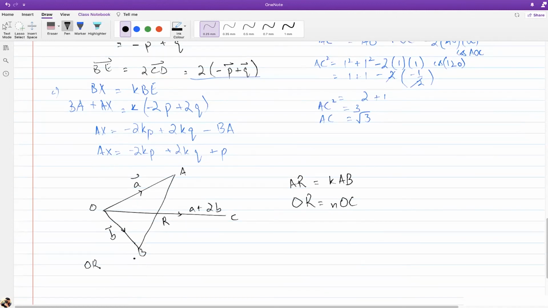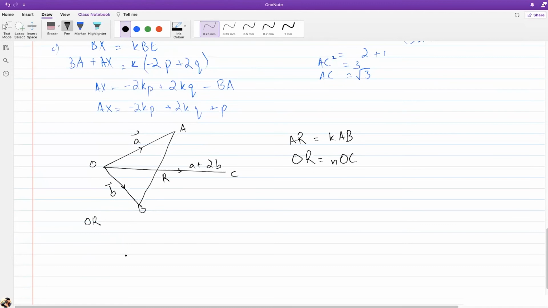Okay, so what is OR? We can say that OR is O to A plus A to R, right? Yes. And what's A to R? It is this thing. So I can simply say it is OA plus K times AB. And what is AB? I'll now introduce the position vector idea: if you have AB and a reference point, for example O in this case, you can simply say that AB is OB, the second point, minus OA, the first point.